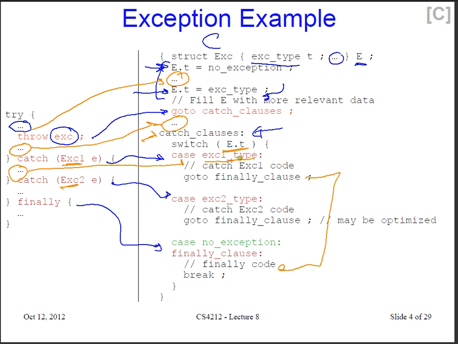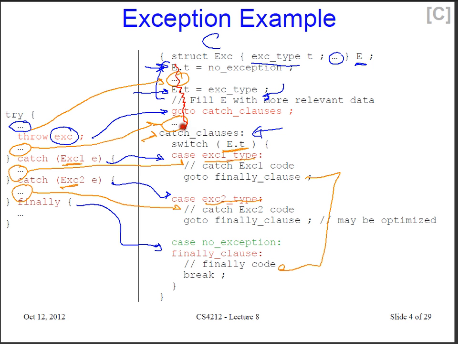Now, if the type is this one, right, then the code that you see here is executed, and again, we have handled the exception, but we still have to execute the finally. Now, if no exception has been thrown, it means that we have gone through the entire code here.